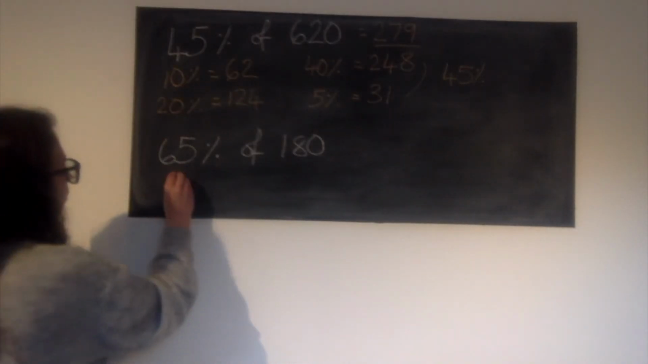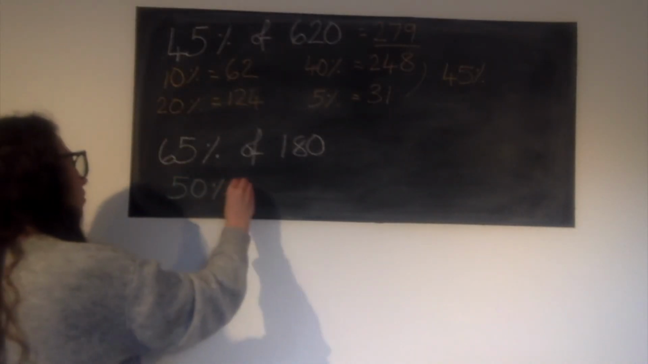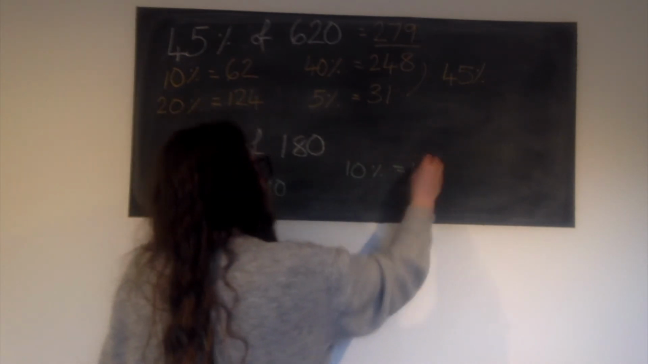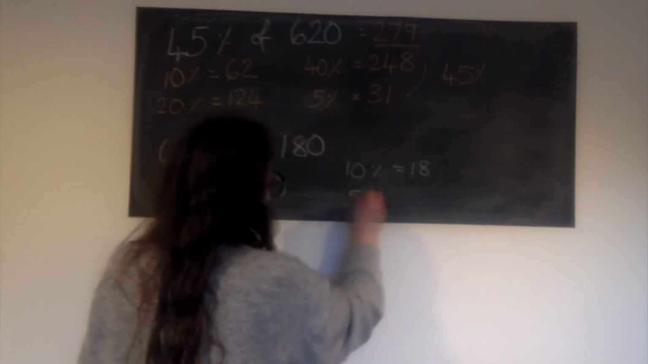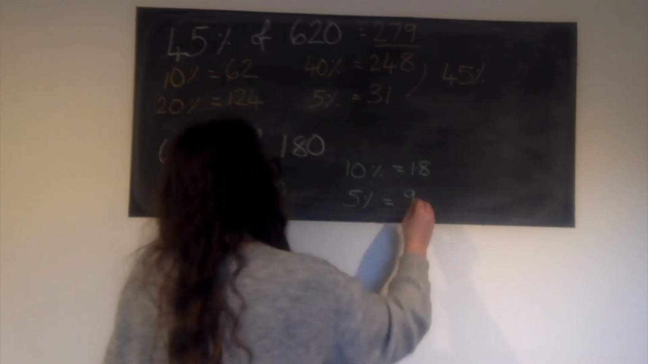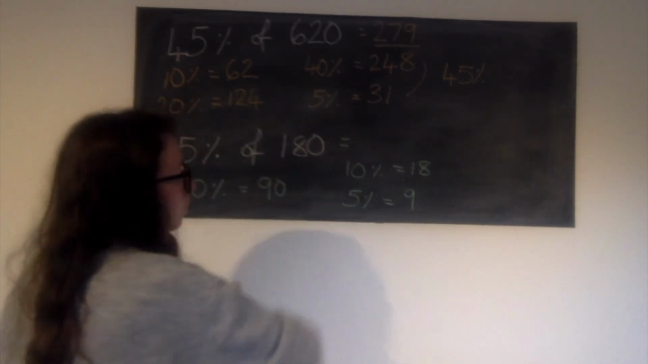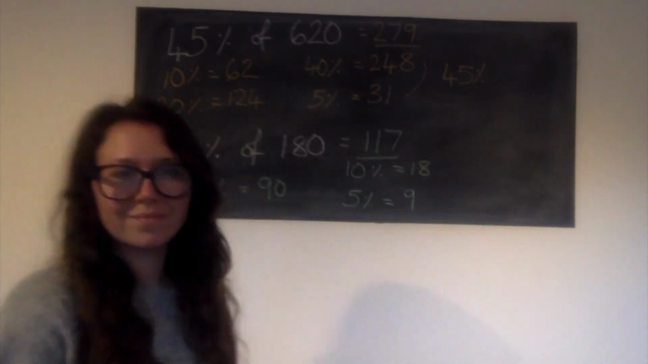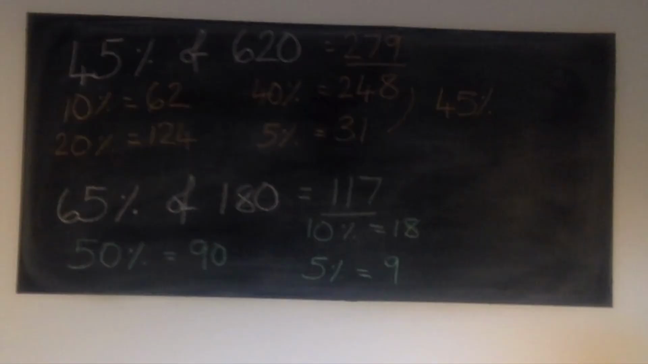The next one is 65% of 180. So to start off with, rather than with 10%, I started off with 50%, so I halved it, which gave me 90. Then 10% divided by 10 is 18. 5% halve it again gave us 9. Add all of those together this time, and that gave us 117. Well done if you got those.